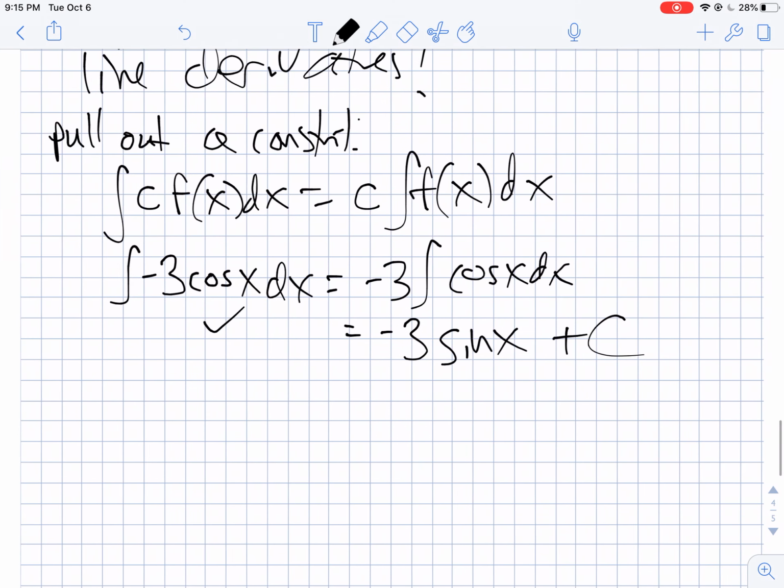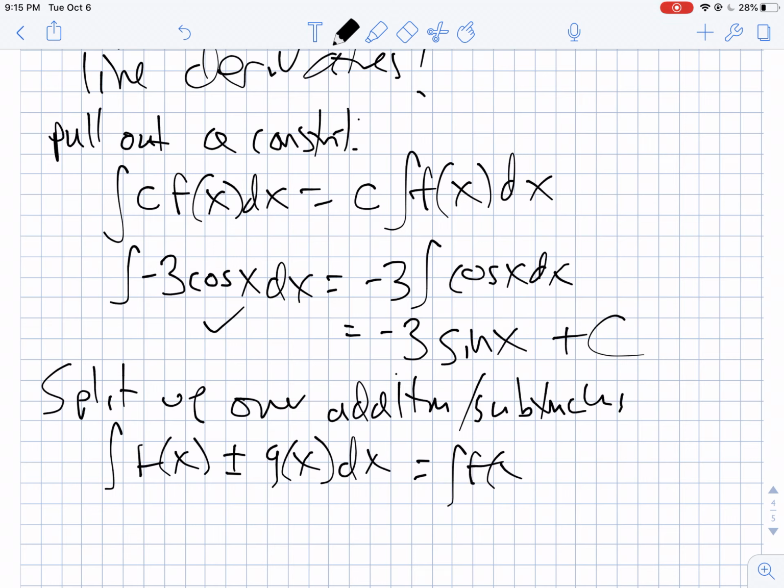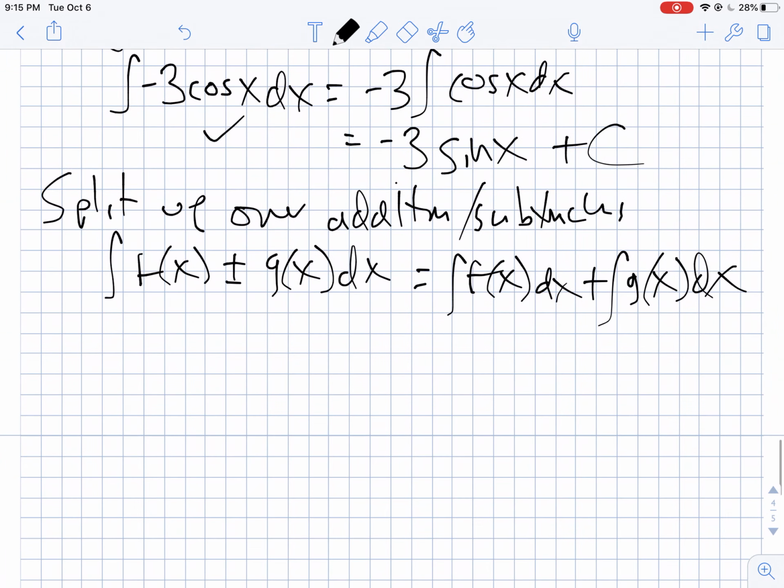Great. Okay, now also you can split them up over addition or subtraction. So if you have the integral of f of x plus or minus g of x, you can just take the antiderivative of those separately. So you take the antiderivative of f of x, dx, and we always write the dx. I know it's a little weird. We'll get used to that. And then we take the antiderivative of g of x. And that should be a plus or minus too also.